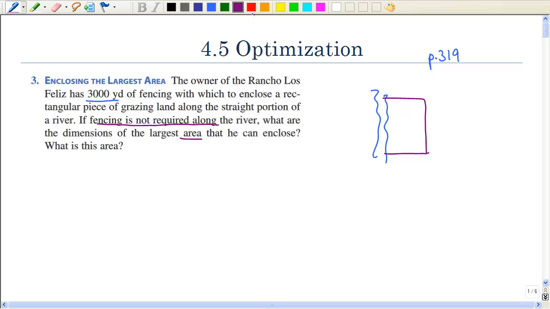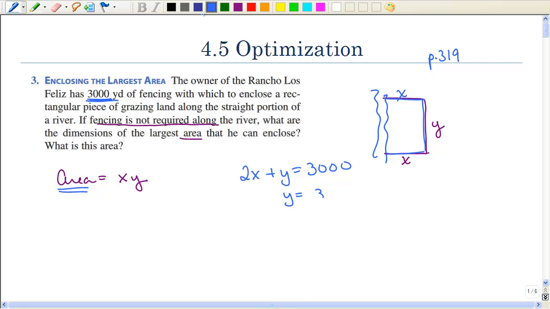Well, let's see. If I label this as x and y, then I know the area is x times y. That's one equation. Let's come back up here to fencing. That would go all the way around it, and so that would relate to perimeter, except I'm not going to fence in the river. So I would have 2x plus y is 3,000. So those are my two equations, and I want to take one equation and substitute it into the other one that's going to ask me to either minimize or maximize.